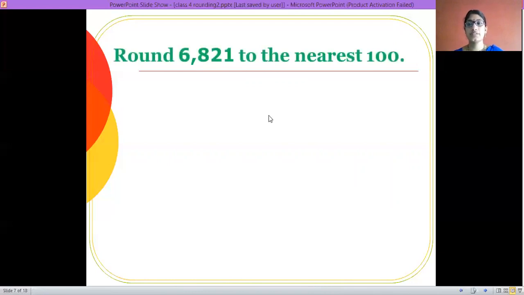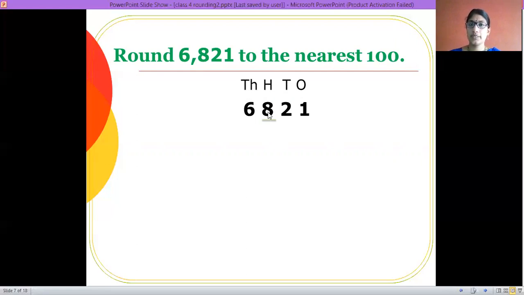Round 6821 to the nearest 100. So we'll write the number. On top of each digit, we'll write its places. So as we are rounding to the nearest 100, the digit in our hundreds place is our rounding digit.